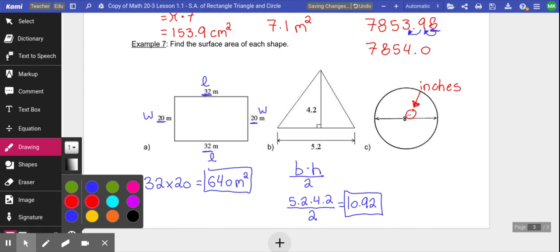So that's 8 inches. That's a diameter, right? That's not a radius. So you got to cut that thing in half to figure out that the radius was only 4 inches. So you should do pi times 4 squared. If you put that in your calculator, you should have got 50.3 inches squared.